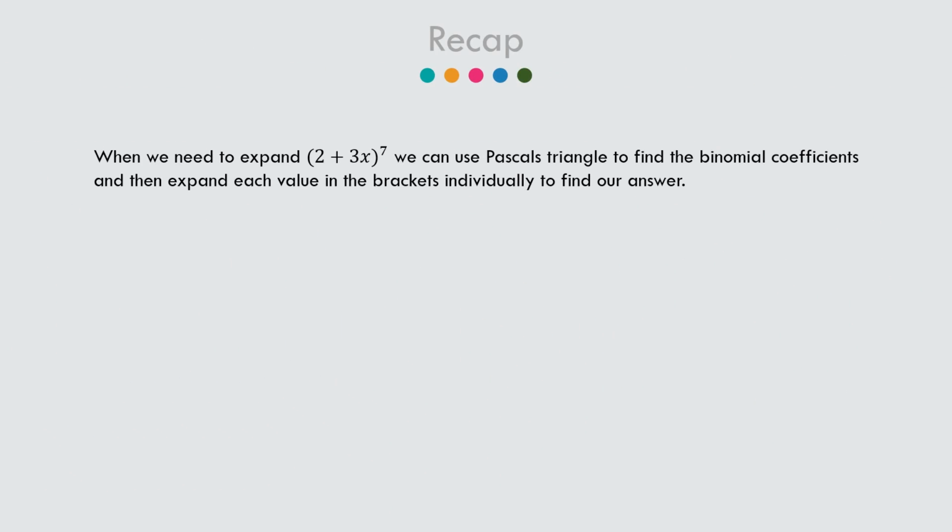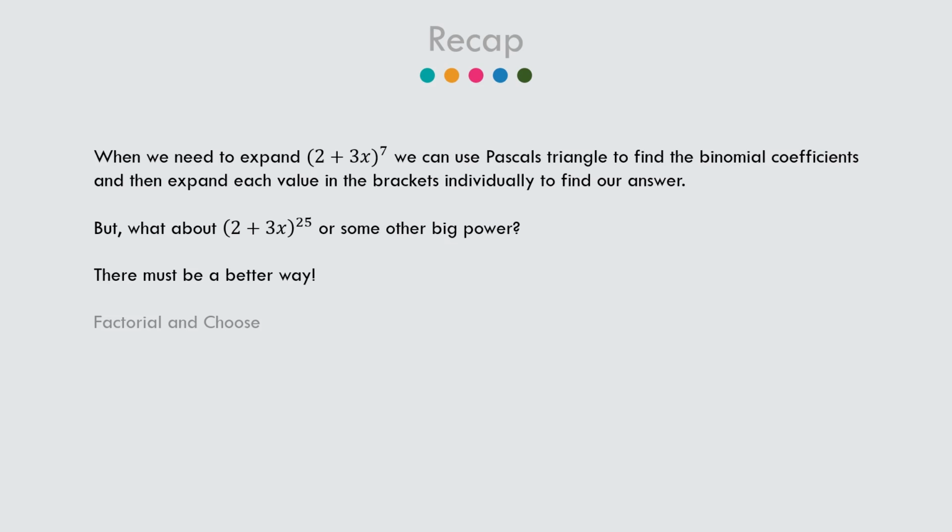Last time, when we looked at expanding a binomial, like (2 + 3x)^7, we used Pascal's triangle to find the binomial coefficients and then expanded each value in the brackets individually to find our answer. But what about (2 + 3x)^25? Or some other big power? If we were to write out Pascal's triangle for this, it would take us a long time, and there would be a much higher potential for a mistake. There must be a better way. Well, actually there is, and that's why we're going to look at factorial and choose.